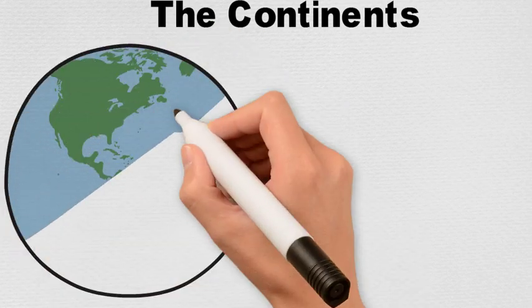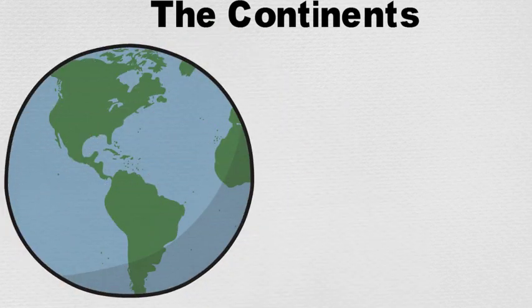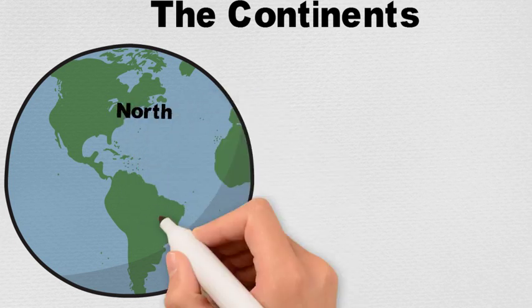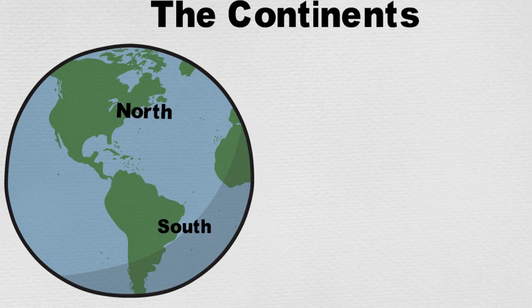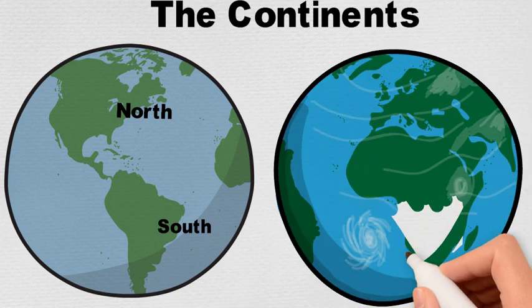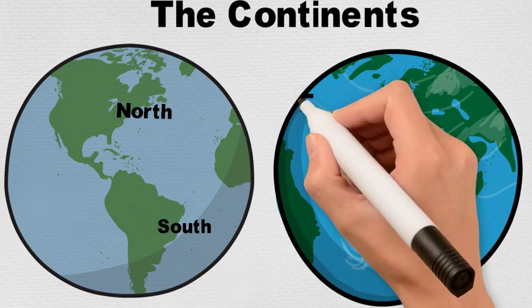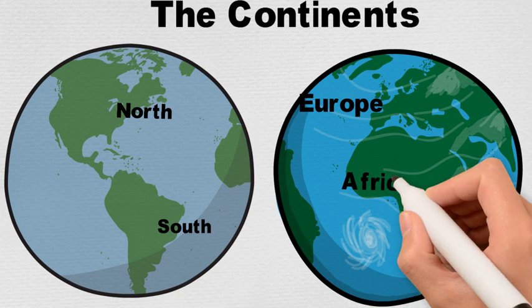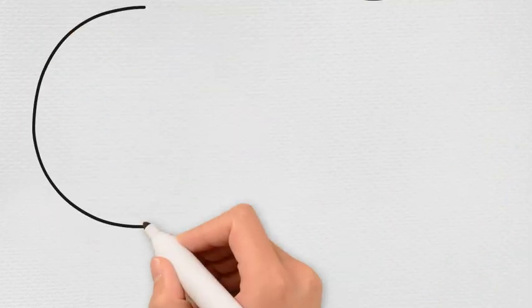Another thing you need to know about are the continents. Here we've got North America and South America. Across the Atlantic Ocean, we have Europe and Africa. Europe's at the top, and Africa is the big continent there.